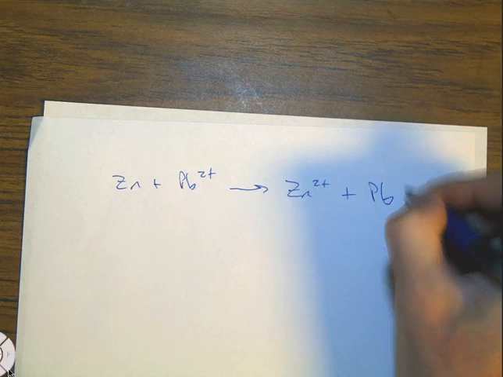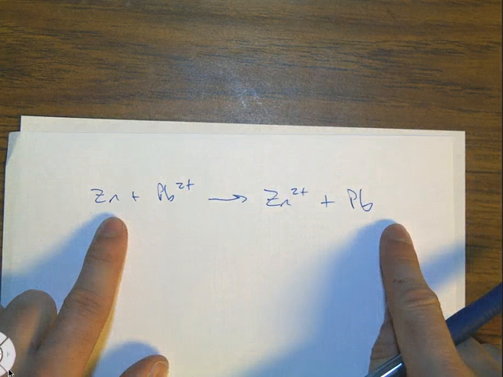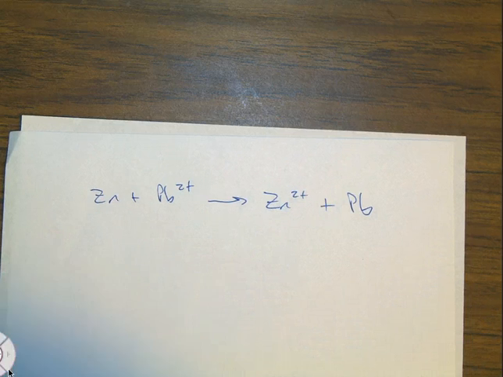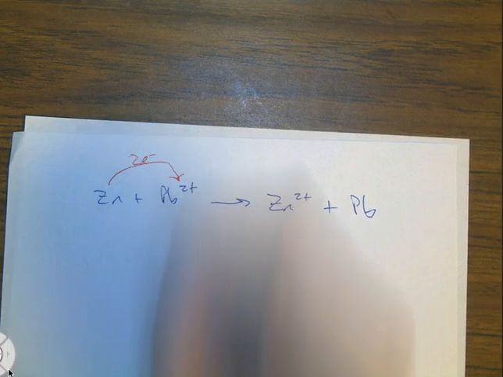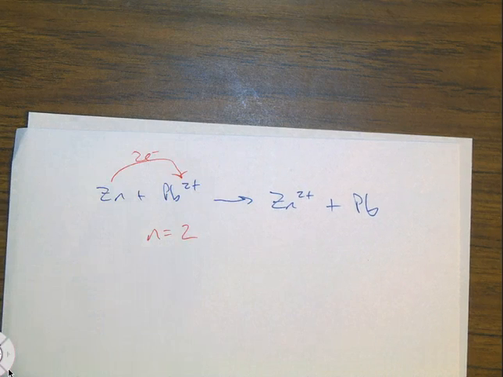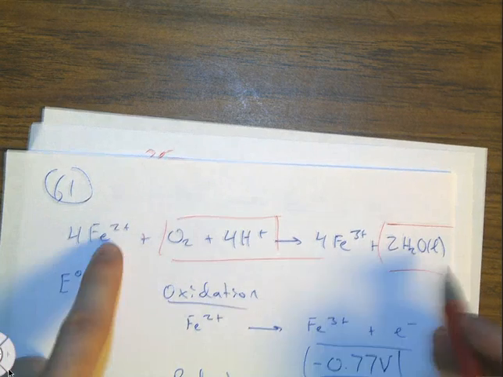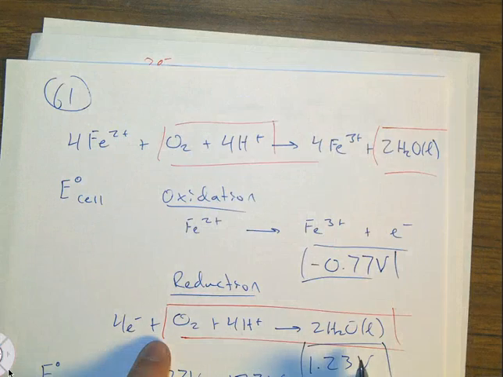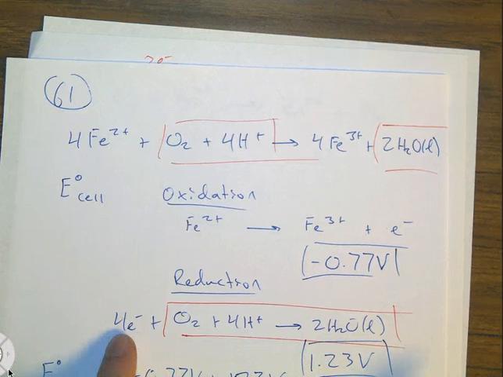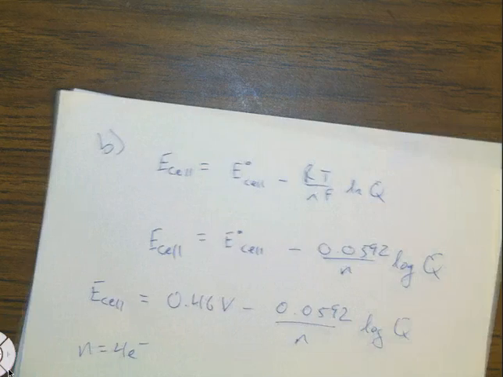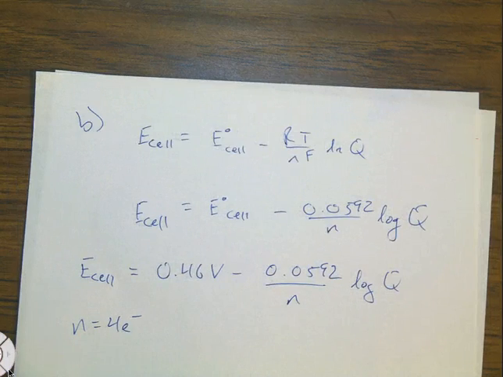A lot of times, with your half reactions, it'll be really obvious what N is. In this one, it should be glaringly obvious that 2 electrons are being transferred from the zinc to the lead. In this case, N would be 2. The reason it's more complex for this reaction is because it's not immediately obvious where all the electrons are going. So I just broke it down and looked at it from a half reaction, and that's how I figured out N was 4. So that's part of why this problem was difficult, and that's why it was a good call for it. Now we have to figure out Q.